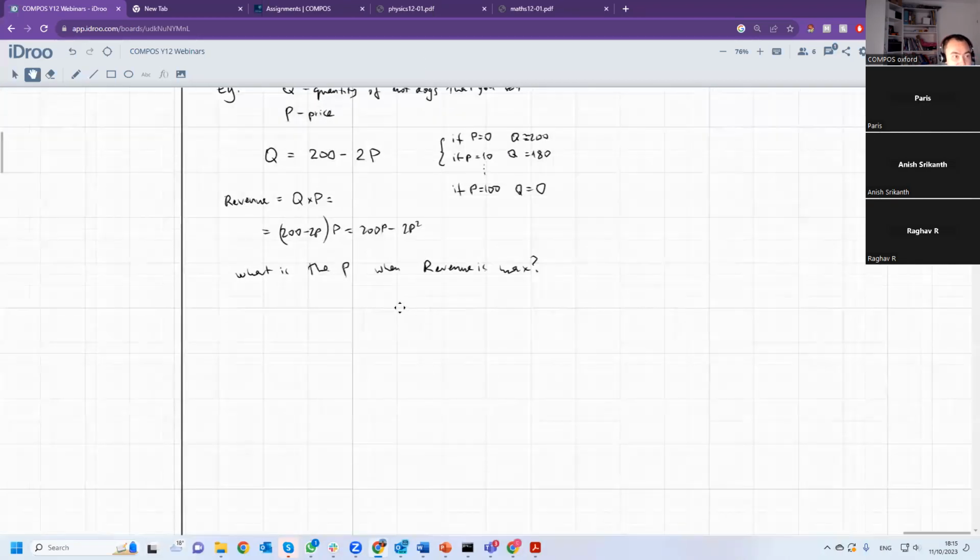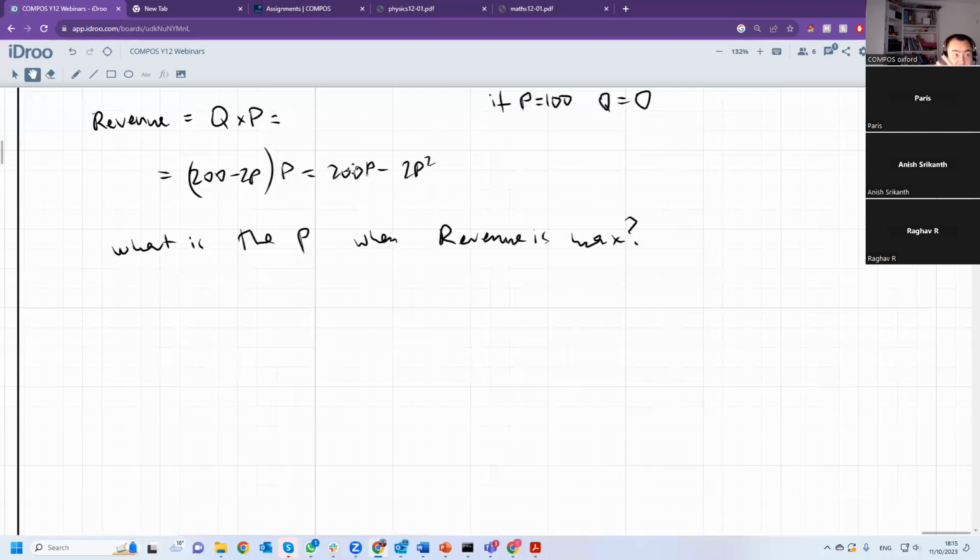And you can use the properties of a quadratic, because basically you can find the maximum of a quadratic. This is a parabola, and a parabola has a vertex. So first, find the vertex of the parabola.